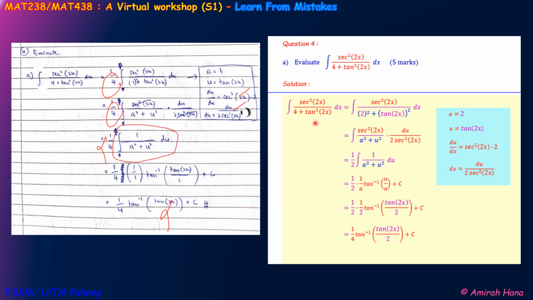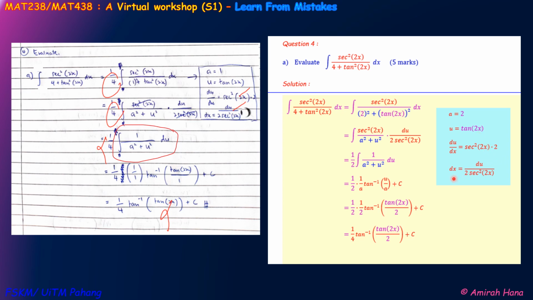Okay, yang ni solution yang sepatutnya lah. Okay, integration of sec squared 2x over 4 plus tangent squared 2x dx. Mula-mula kita tukar 4 ni kepada 2 squared and then plus tangent squared 2x ni boleh tulis tangent 2x bracket squared. Okay, so yang dalam squared ni adalah a, constant adalah a, and then yang ada variable tu adalah u. Okay, from u we need to differentiate du dx and then equals to differentiate tangent 2x, mula-mula dapat sec squared 2x. Lepas tu jangan lupa differentiate pula 2x, dapat 2.